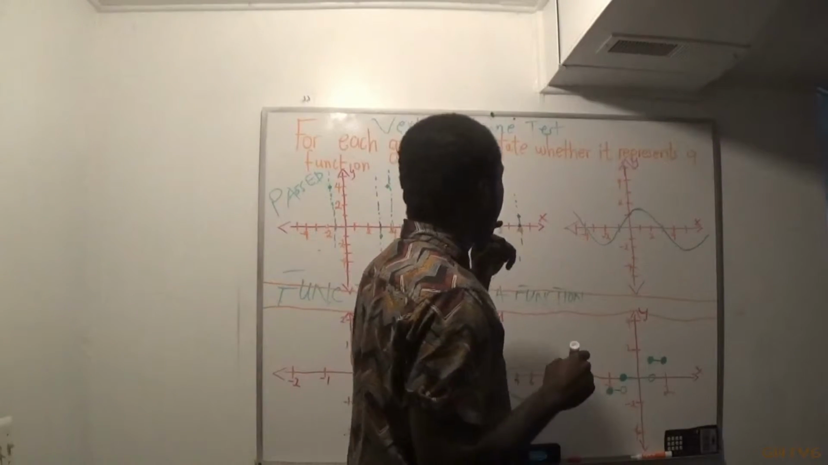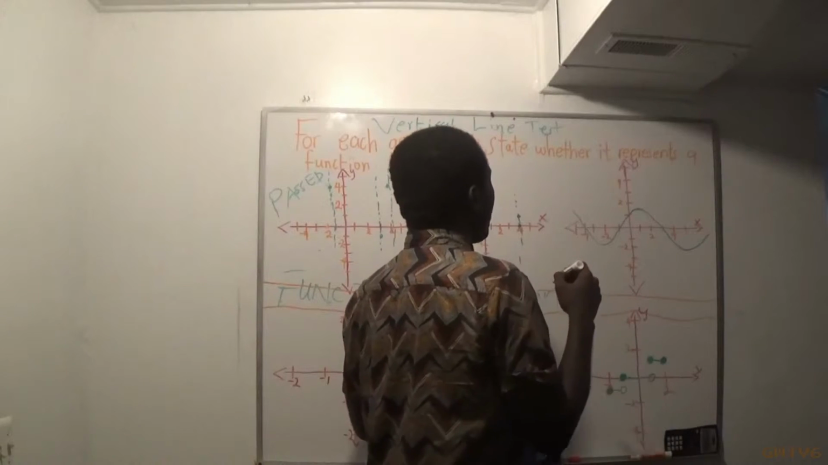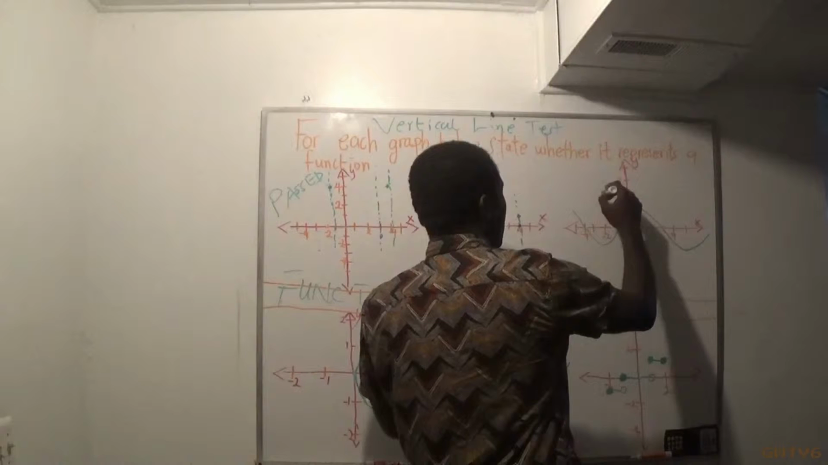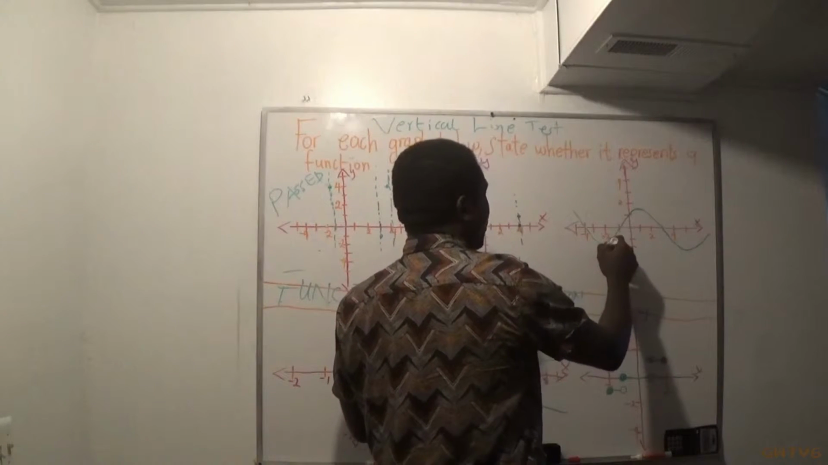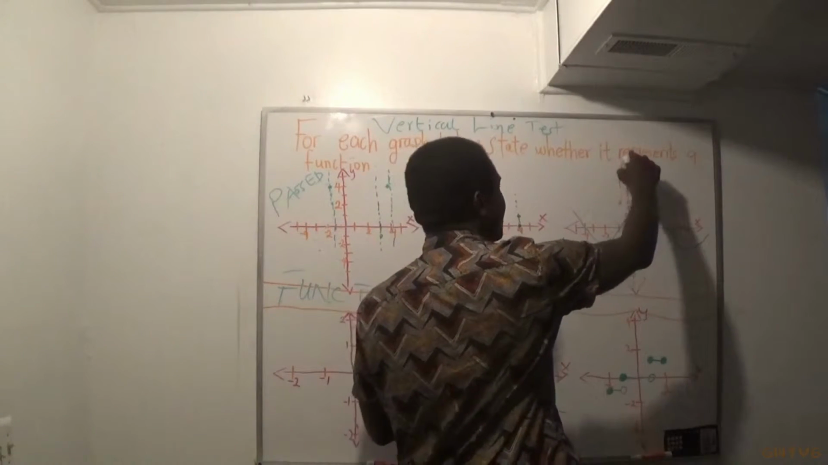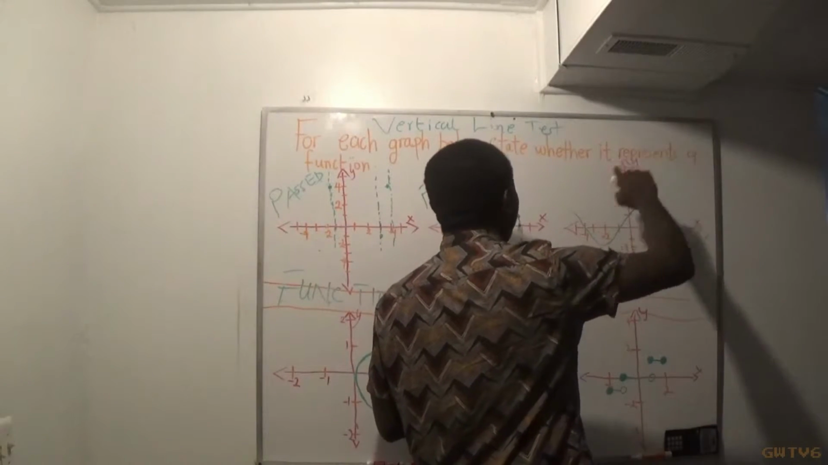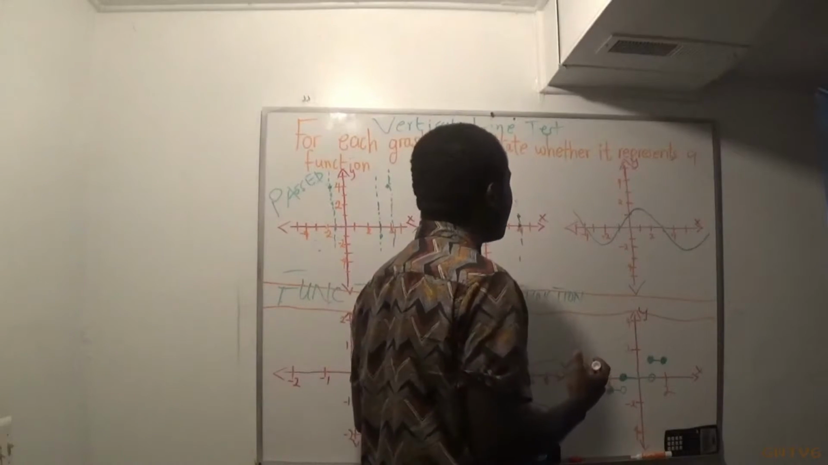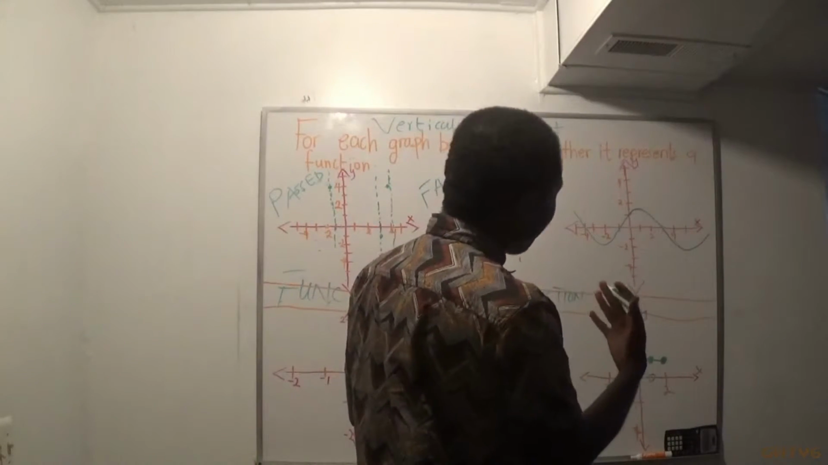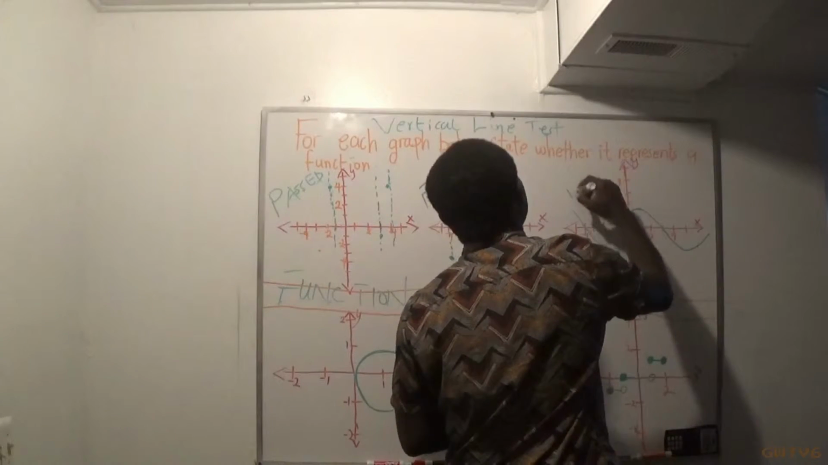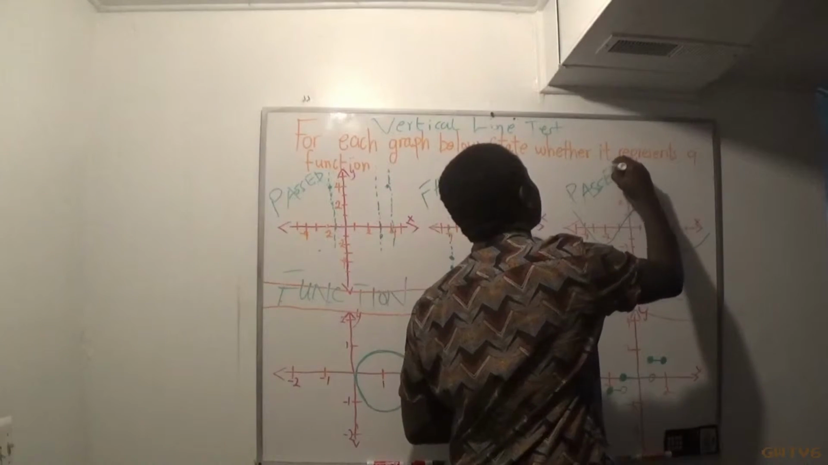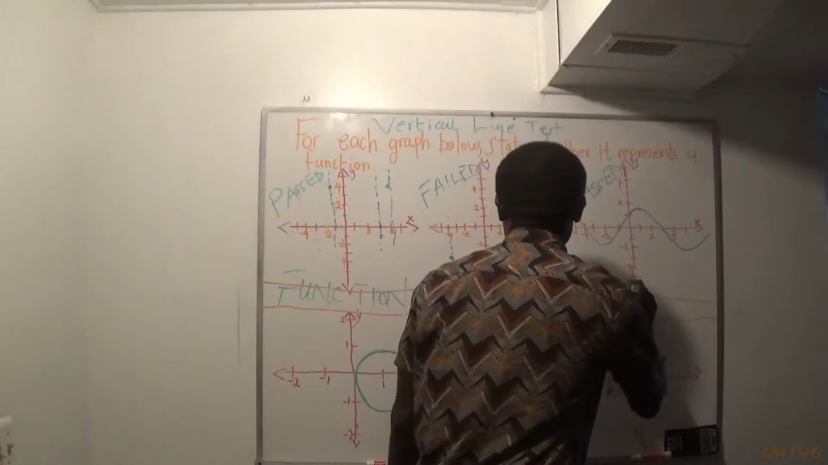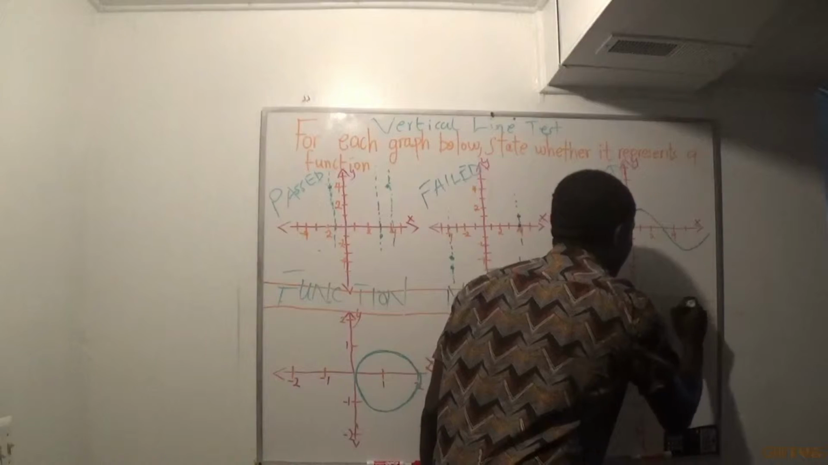What about this one right here? Would I be able to draw a vertical line that will intersect more than once on the graph? Oh, this one will just go through here, just once. So it's never possible for me to draw a vertical line that will intersect more than once. Because it's not possible, I would say it has passed the vertical line test. And when it passes the vertical line test, the graph is a function.